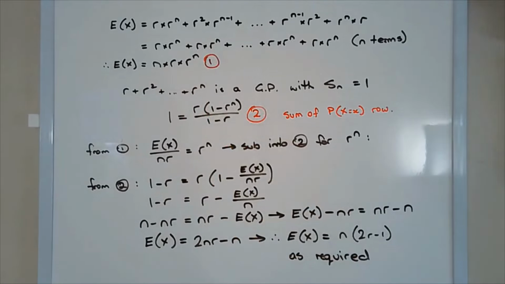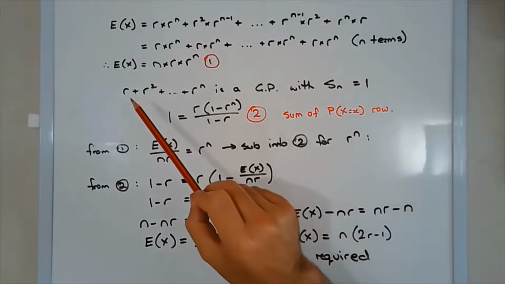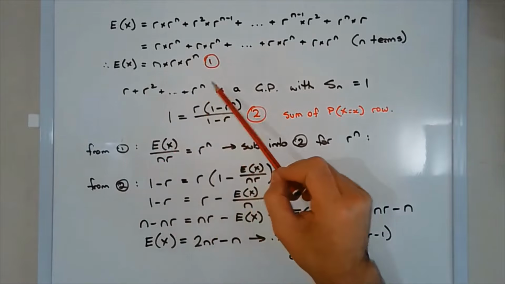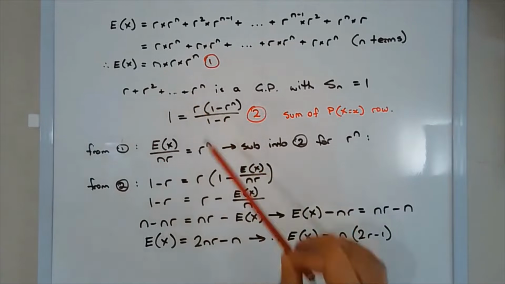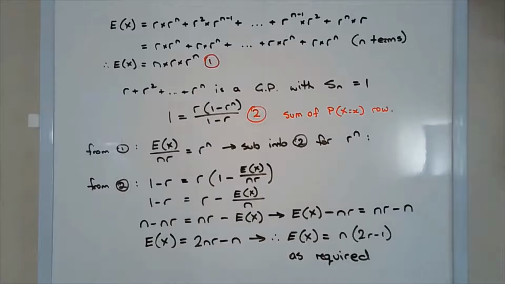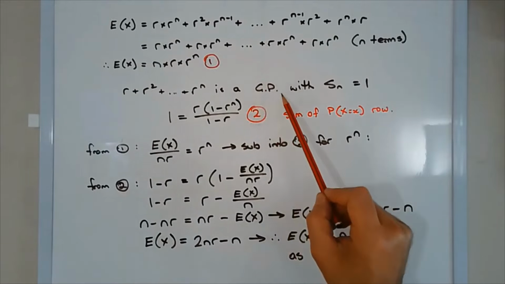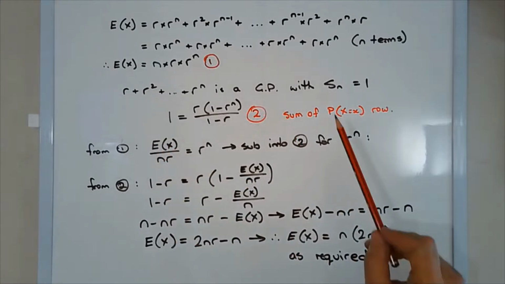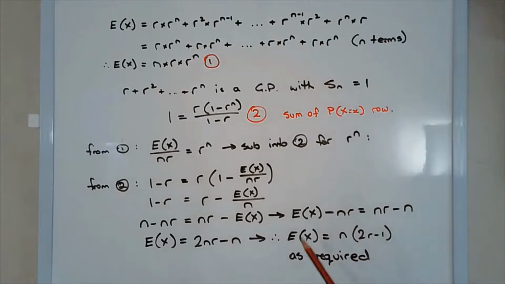Now, the next point to note is that being a discrete probability distribution, the sum of the probabilities, so that's the sum of the second row in that table, must equal 1. And so the terms in the second row are r plus r squared plus r cubed plus dot dot dot plus r to the power of n. So these are the probabilities in the second row, and they must sum to 1 for a valid discrete probability distribution. Now, this happens to be a geometric progression. First term is r and a common ratio of r, and the sum of n terms is equal to 1, being a discrete probability distribution.